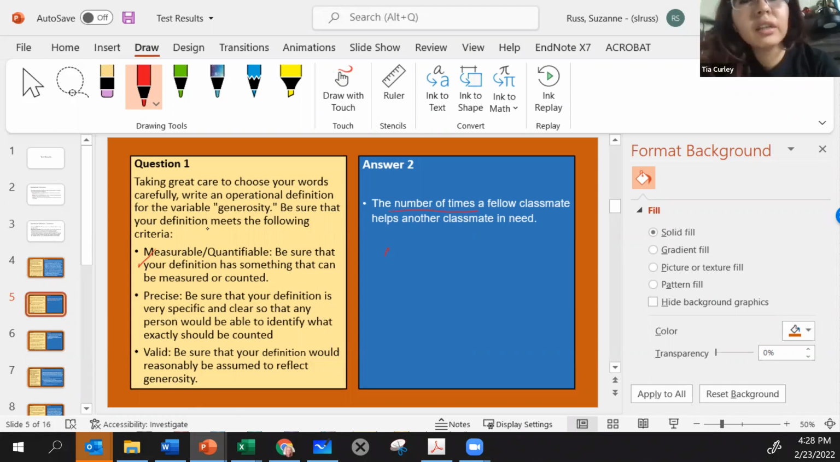Any thoughts? Okay. What would you be counting exactly? The number of classmates. Okay, maybe a number of different classmates. Okay, possibly. How do I know that they're helping? How do I know what helping is? I think we might need to get a little more precise on this one, because if we were all watching a video, how would we know what helping is?